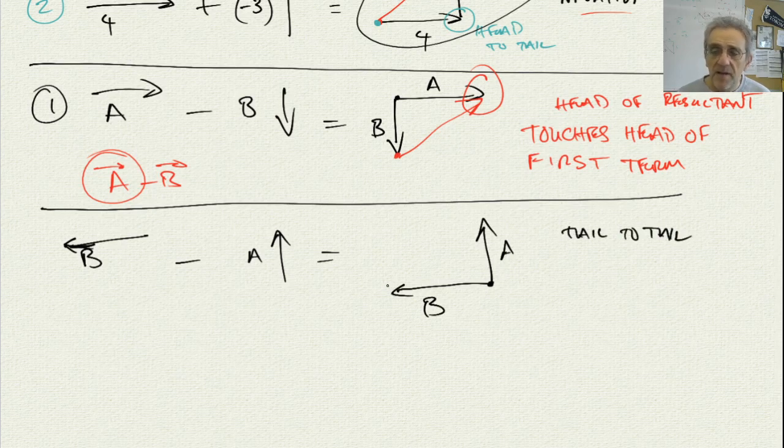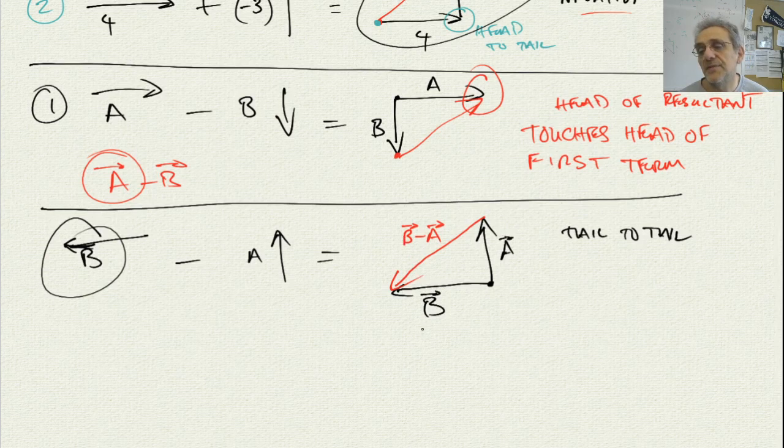And then I have to decide which way my resultant goes. But since my first term is B, now I know that my resultant is going to be pointing towards B. And so now I know that this is B minus A. Okay, that little hat on top, I could have drawn it like this. I could say it's B minus A. It just means that B and A are vectors.